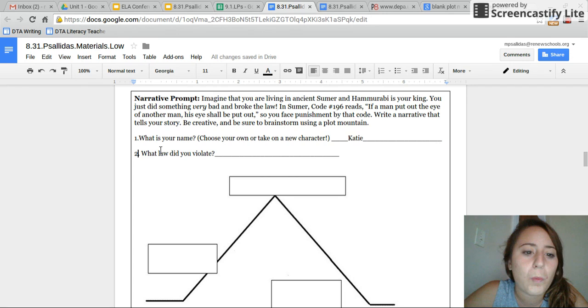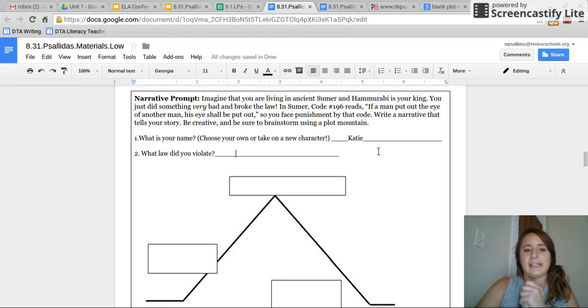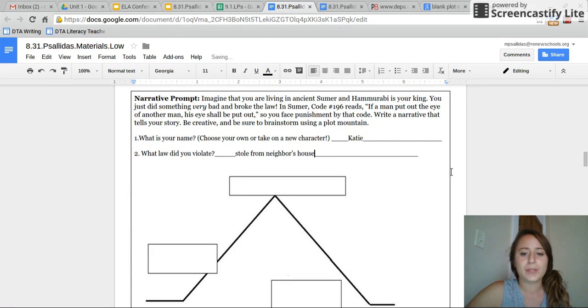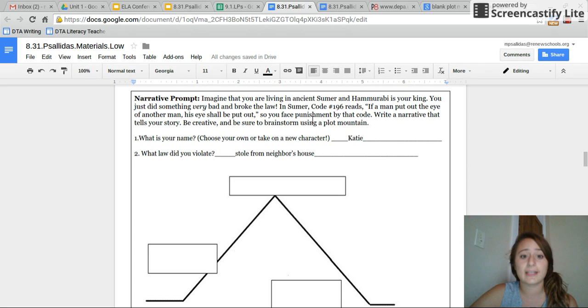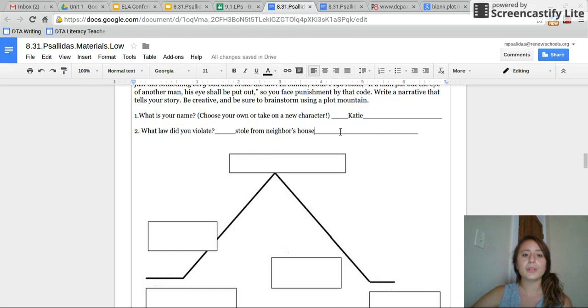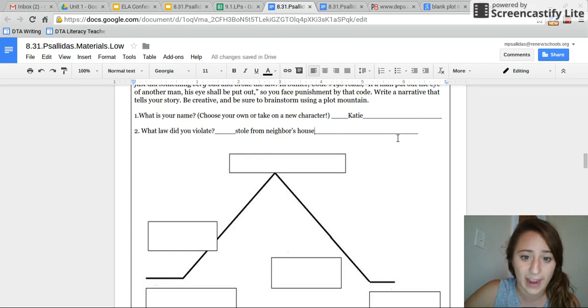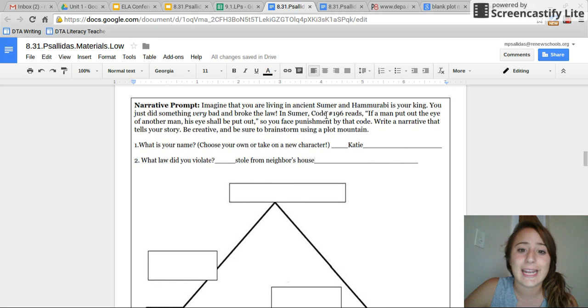And then two, what law did you violate? You broke a law that was very bad. I know we don't know all the laws in this time, so you can kind of make one up. I stole from my neighbor's house. Remember that because of this code, if a man puts out the eye of another man, his eye shall be put out. In my story, I'm going to show my character stealing from a neighbor's house. And then what do you think is going to happen by the end? They're going to steal from her house too, because that's what this rule means. So make sure that as you decide what law you are going to violate, it's something that would actually make sense in ancient Sumer or Mesopotamia many years ago.